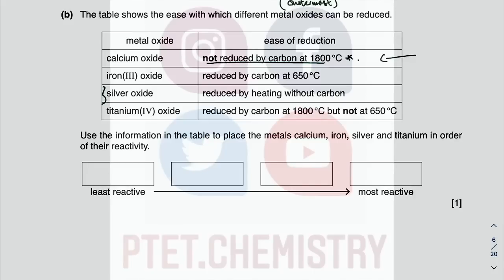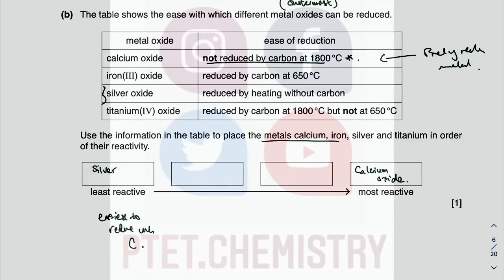Calcium is actually a pretty reactive metal. I hope you know your reactivity series, that calcium is actually quite far up compared to silver and iron(III), right? So we can decide calcium oxide as the most reactive, and the least reactive metal would therefore be the one that is easiest to reduce with carbon, and that would have to be silver oxide. Oops, they just want the metal, so I've made a mistake there.